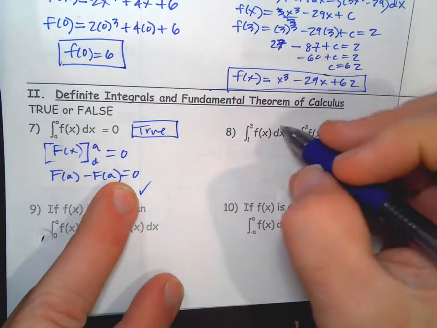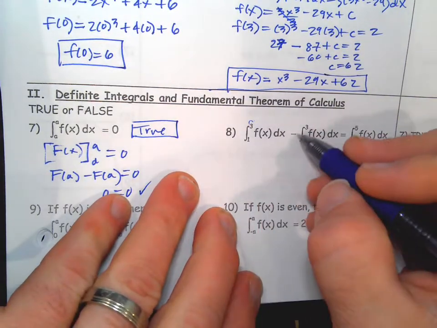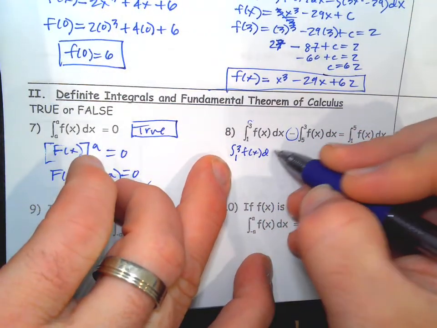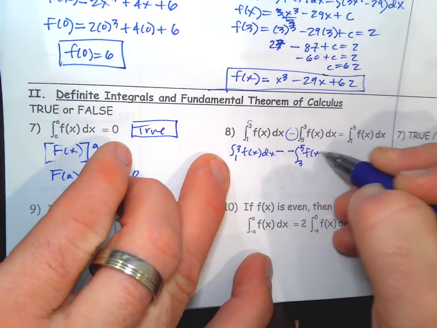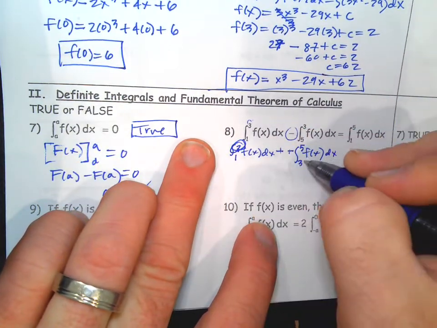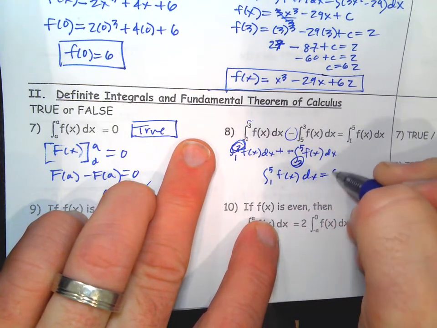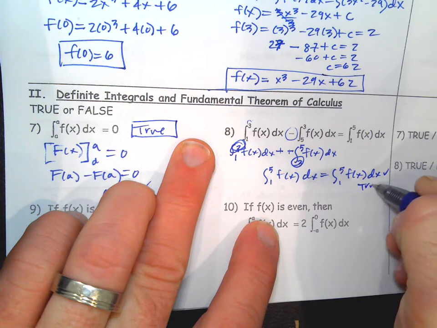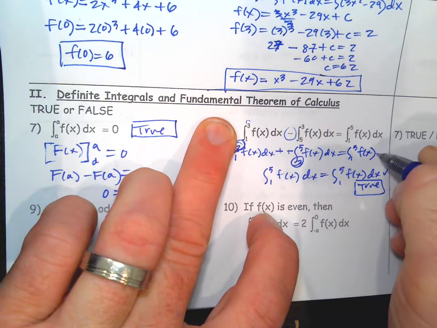Next one, we can't hook these up for a couple reasons. One, the tops match. We need the top of one to match the bottom of the other. Also, this is subtraction. But if you remember your properties of definite integrals, you know we could flip this and put an extra negative in front. And it becomes plus plus. And now the top of this one matches the bottom of this one. So now we get the integral from 1 to 5 of f(x) dx equals the integral from 1 to 5 of f(x) dx. So that's true. You've got to support your answers, your true false answers.